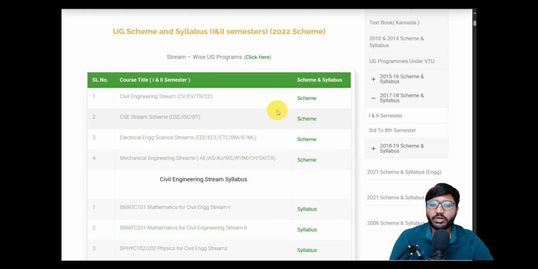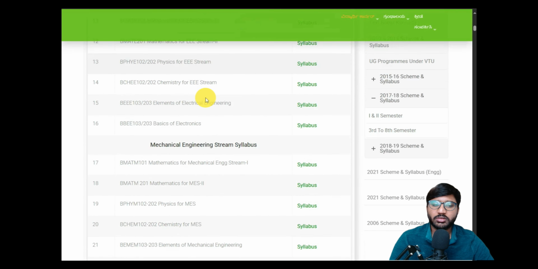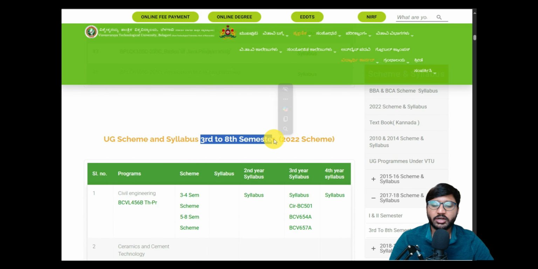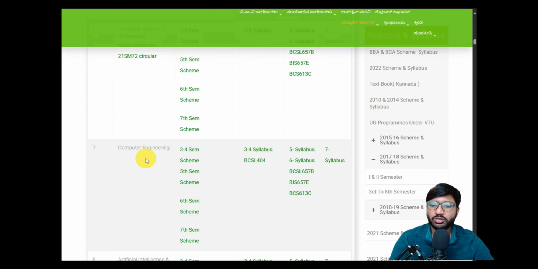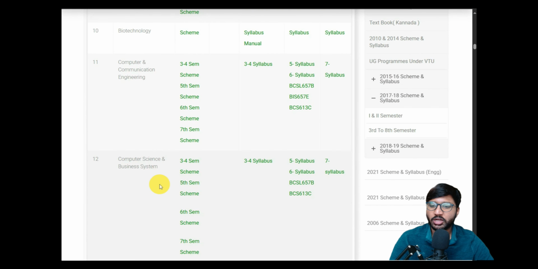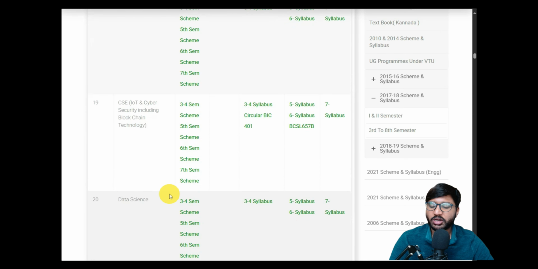Here we have two parts. One is for first and second semester, because it is general for all the courses, which will be physics cycle and chemistry cycle. The other one is the third to 8th semester handbook, dedicated to the particular stream you studied, for example computer engineering, artificial intelligence engineering, electrical engineering and others. I studied electrical engineering, so I downloaded both.